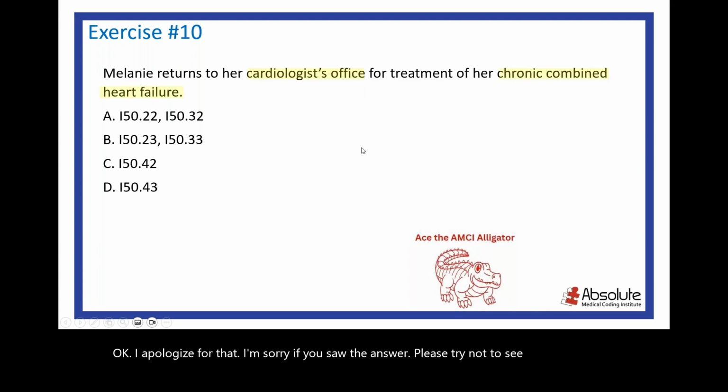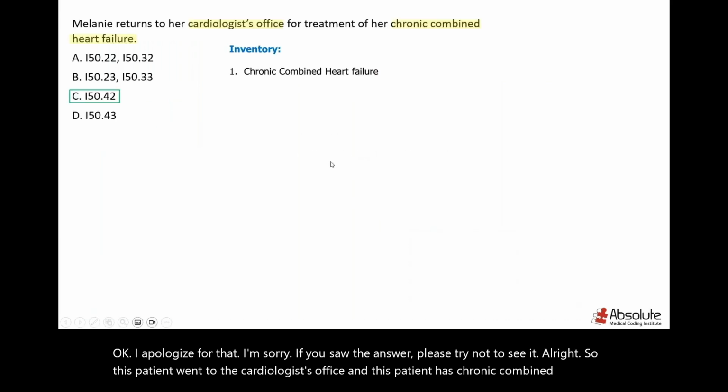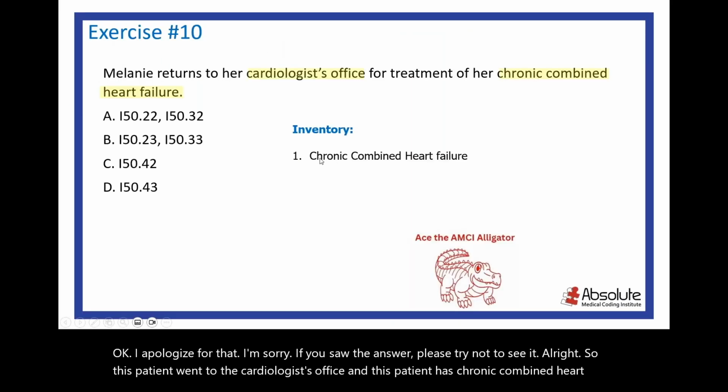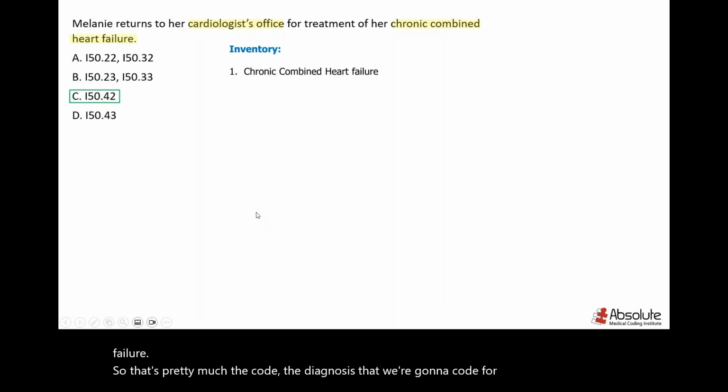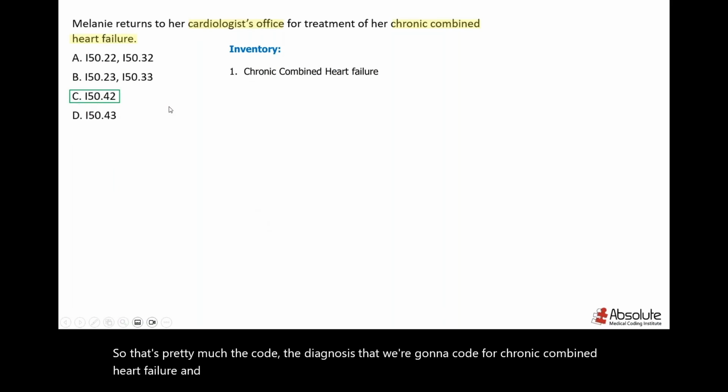All right, so this patient went to the cardiologist's office, and this patient has chronic combined heart failure. So that's pretty much the diagnosis that we're going to code for, chronic combined heart failure. And the answer is C.